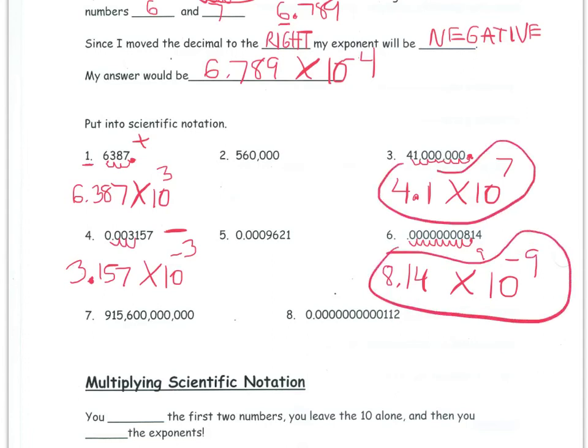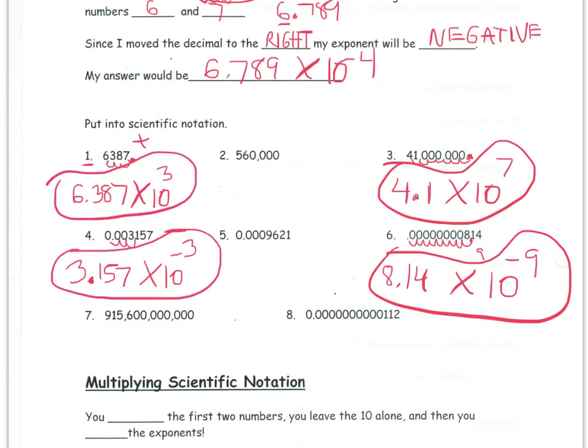So the biggest thing that you should get out of this little video tutorial: if you put a number into scientific notation and the original number is very big, you get a positive exponent. If the original number is very, very small, you're going to get a negative exponent.